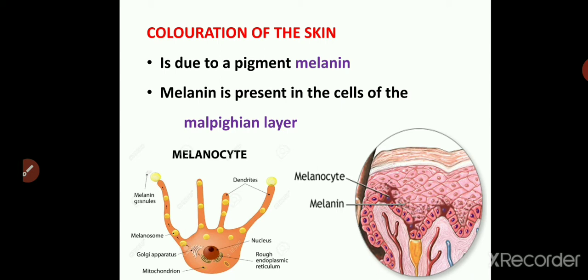And the second is the presence of varying amounts of melanin pigment produced by melanocytes which are present beneath the epidermal cells. As you can see in the diagram shown below in the slide, you can see the melanocyte cell, and these melanocytes are present in the germinative layer of the epidermis. So these melanocytes produce a pigment called melanin, and this melanin is responsible for the coloration of the skin. The melanin produced by melanocytes is present in the epidermal cells, and it gives protection by absorbing the ultraviolet rays from the sun.